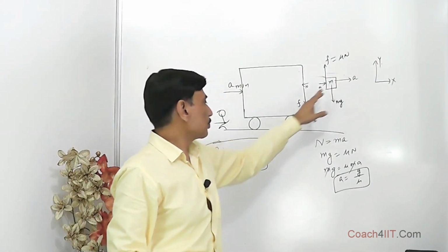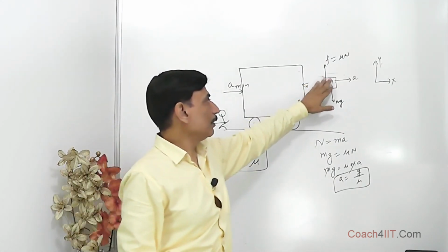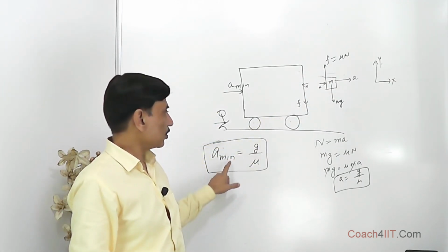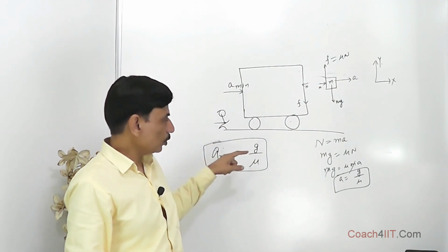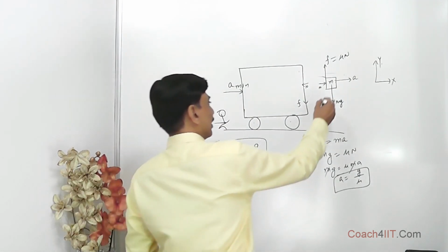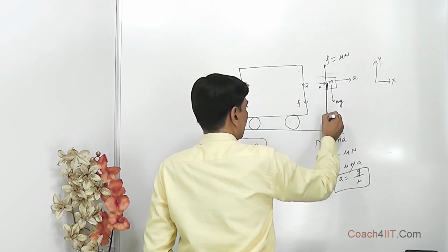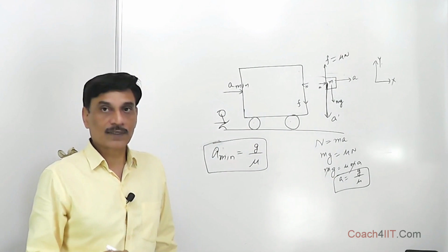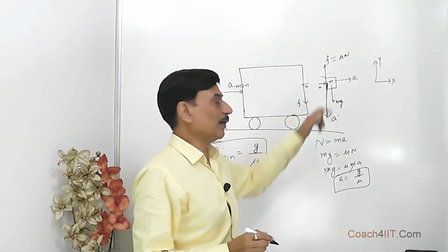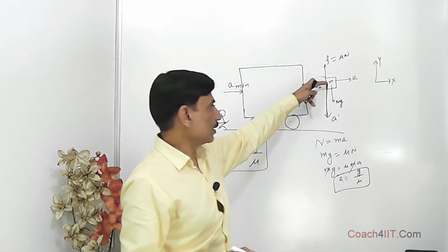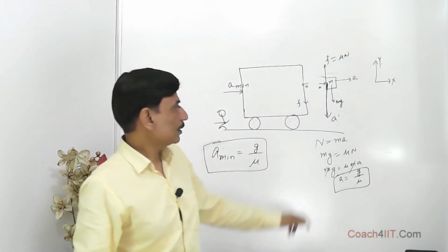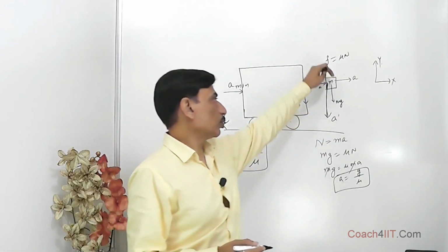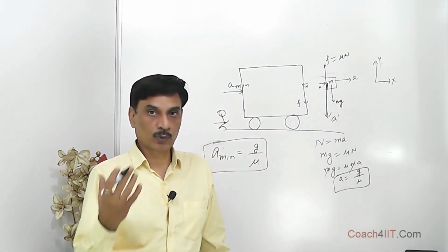If acceleration is more than g by mu, this block will still be sticking at the same level. But if the acceleration drops below g by mu, then this block will start having acceleration in the downward direction. In that case, if someone asks what is the net value of acceleration, the force in the downward direction is mg minus this limiting value of friction force. We can put it equal to m into A dash.